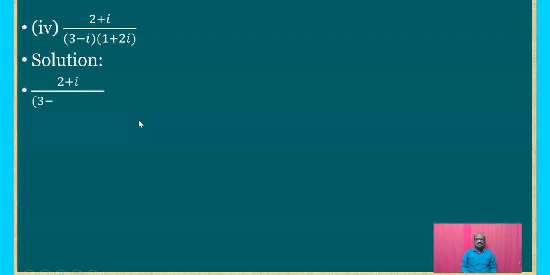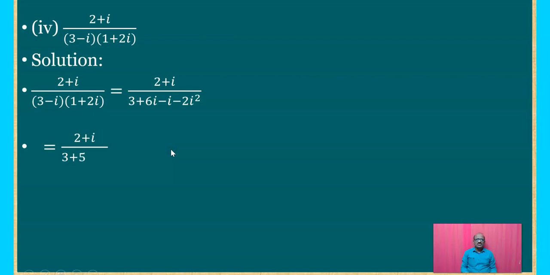Solution. Their multiplication: 3 into 1 is 3, 3 into 2i is 6i, −i into 2i is −2i², and −1 into i is −i. Next is 2 + i. Here is a −2i², and i² is minus 1, so minus and minus become plus: that is 3 + 2. And here is 6i − i, which is 5i.